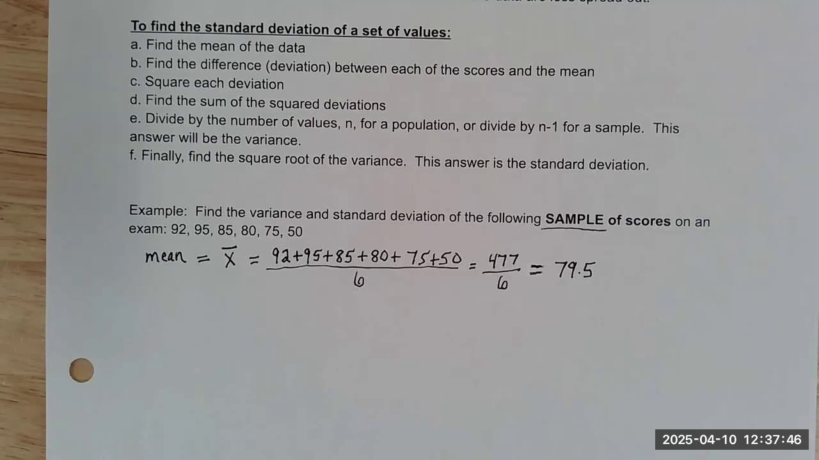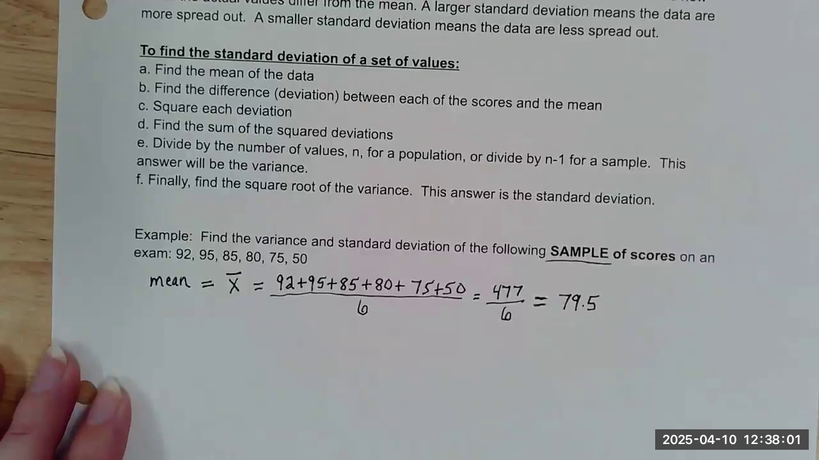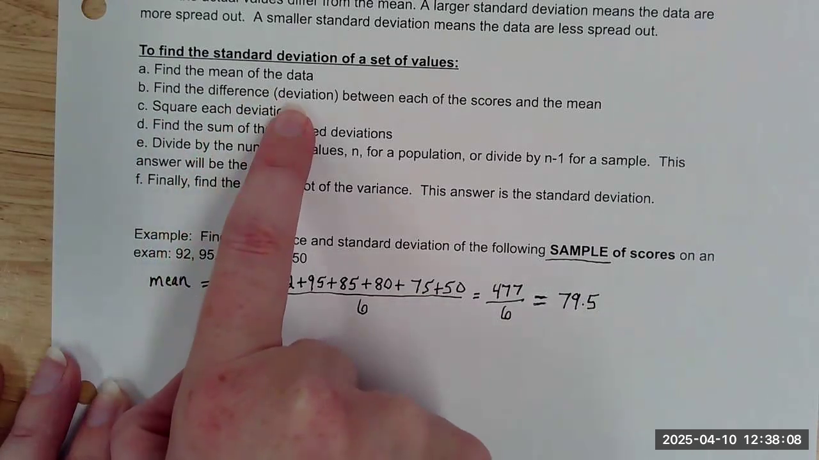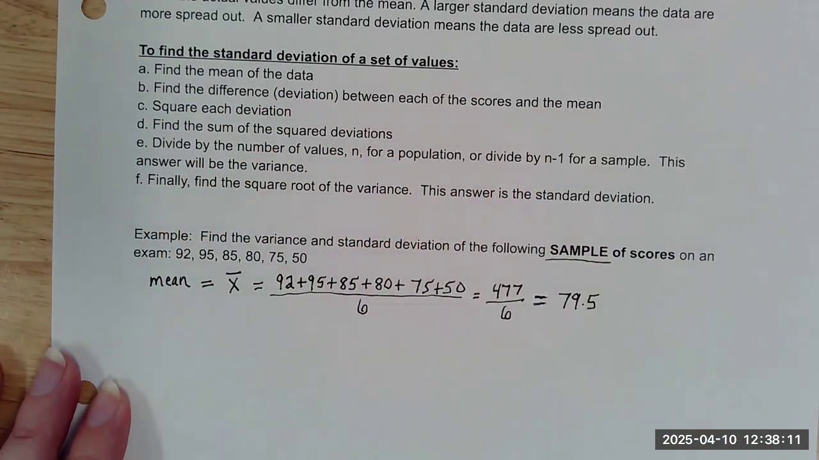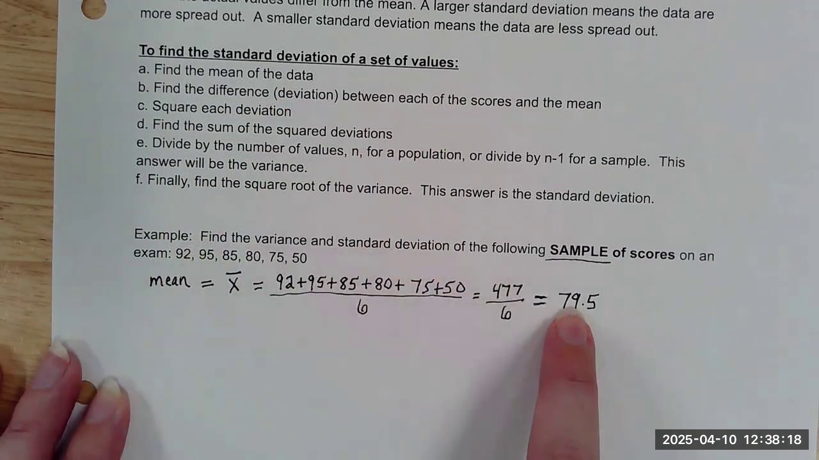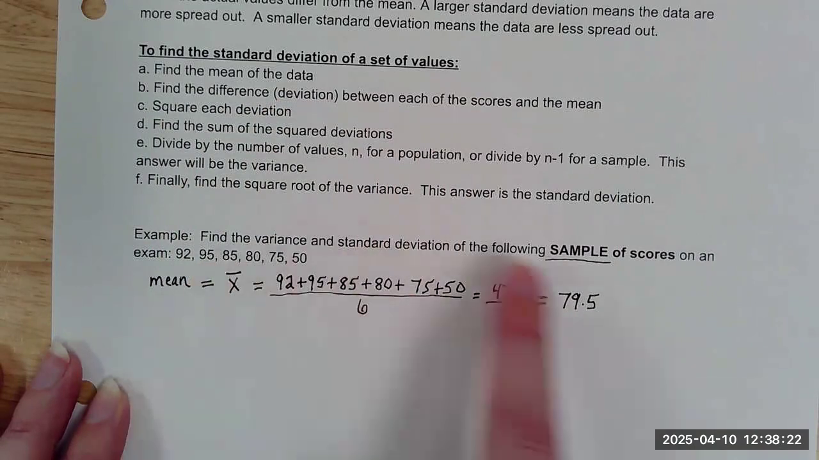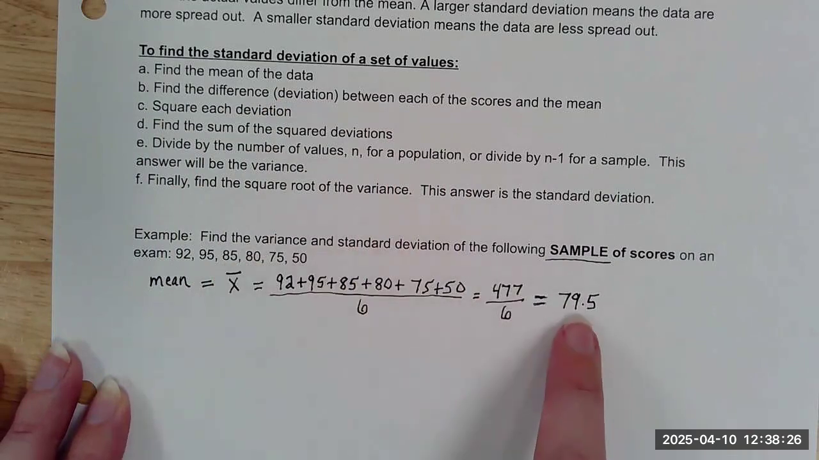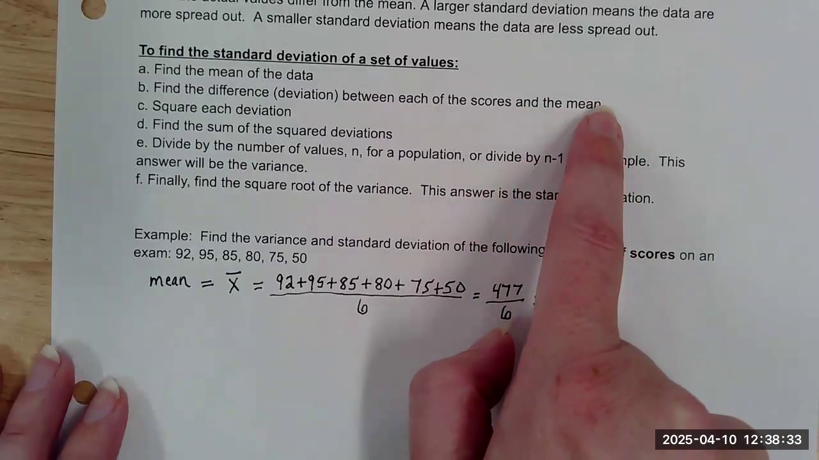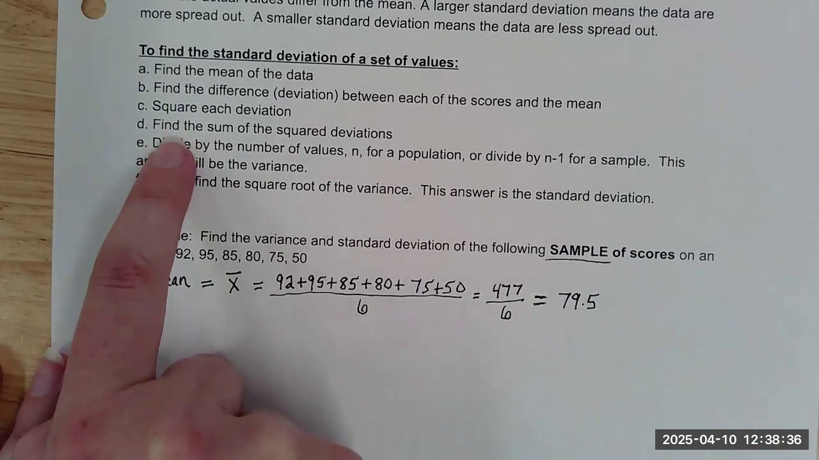So in our calculation, I'm going to read through the list of things, and then you'll see where there's a difference that we have to pay attention to, because I specifically said this is a sample of scores and not a population. So step 1 says, find the mean of the data. Cool, we did. Step 2 says, find the difference or the deviation between each of the scores and the mean. So to find the deviation, we're going to take 92 and subtract 79.5, and then take 95 and subtract 79.5, and then take 85 and subtract 79.5, all the way through the list. So we're going to find the difference between each of the scores and the mean. And then we're going to square those things, and then add them all up.